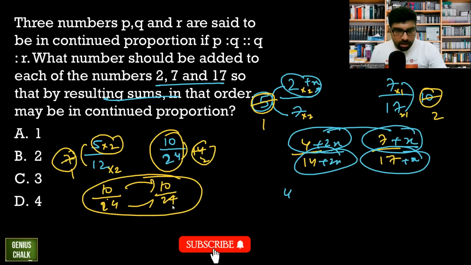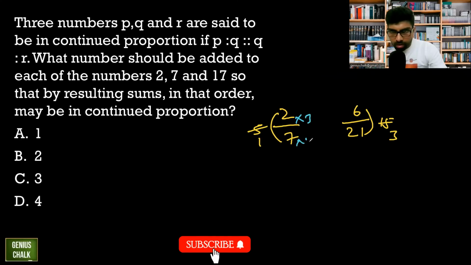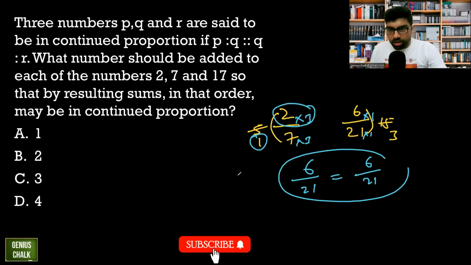Take some other example. Any example you can take. You see, I take 2 by 7. Now I take 6 by 21. You see, both are equal to 2 by 7. So what is the difference? 5. What is the difference? 15. What is the ratio? 1:3. So multiply, just cross it. Multiply this by 3, this by 1. This is 1 here. So 2 3s are 6, 7 3s are 21.